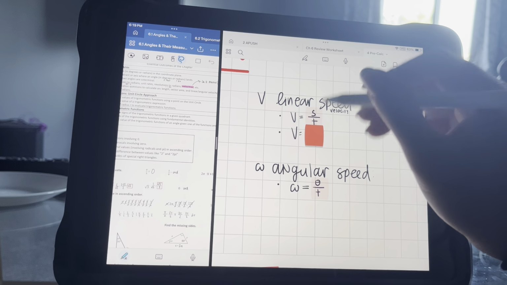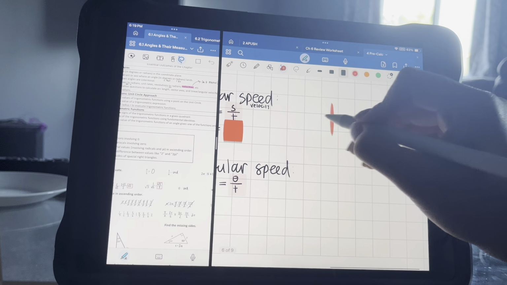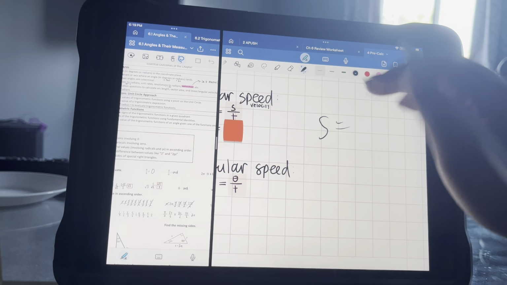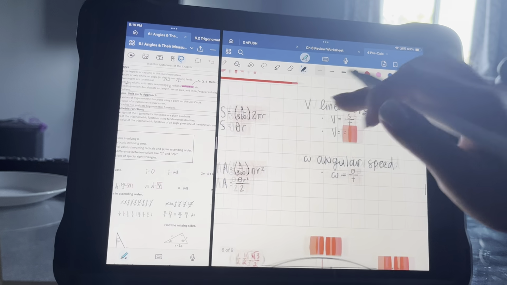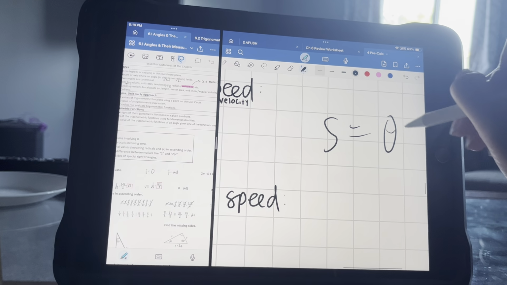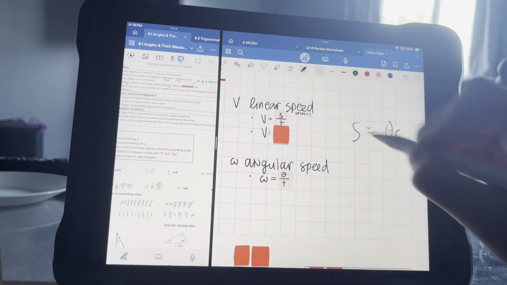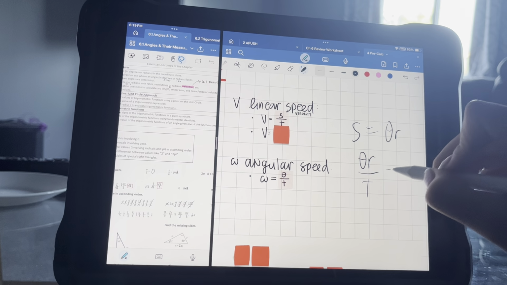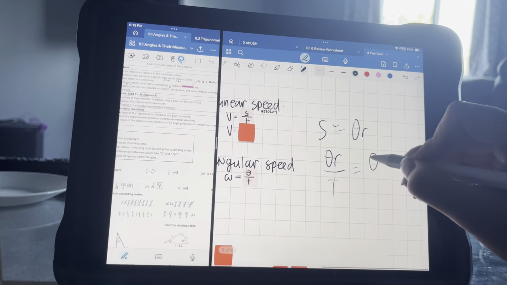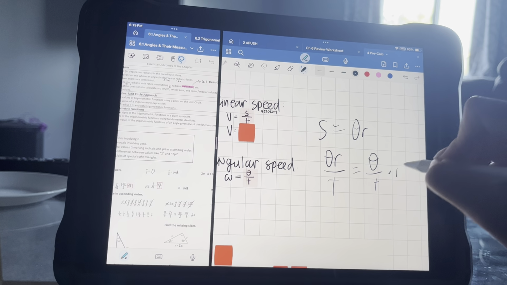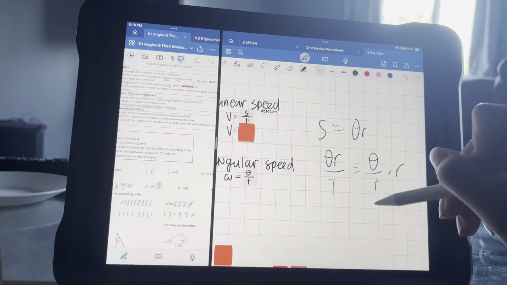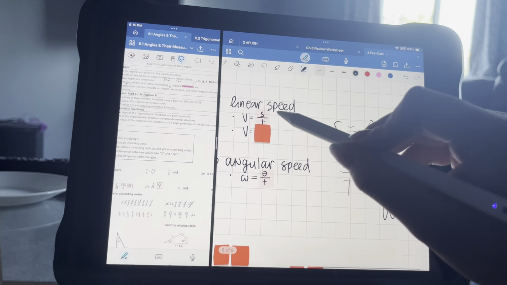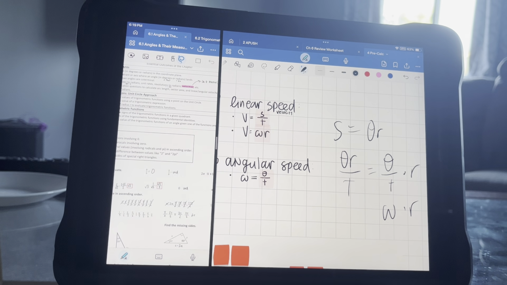There's one other way to write linear speed. The equation for s, we just saw it's over here: s equals theta r. So we'll substitute in theta r over t, which equals theta over t times r. Well, theta over t is omega, times r. So another way to write linear speed is omega r.